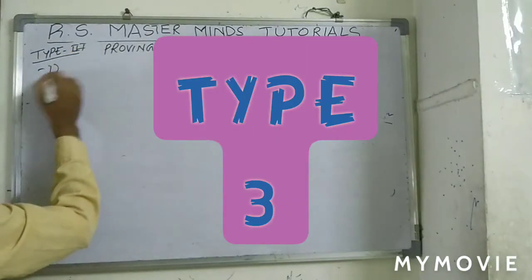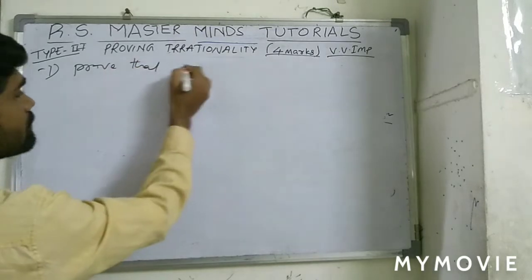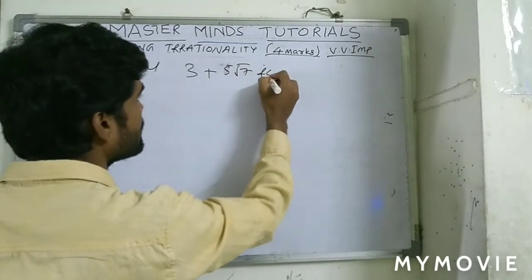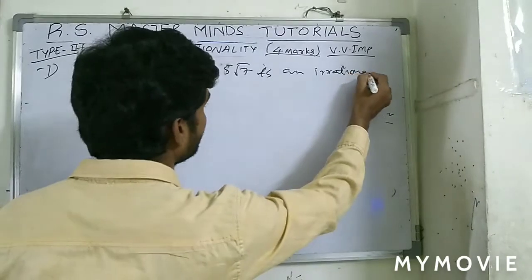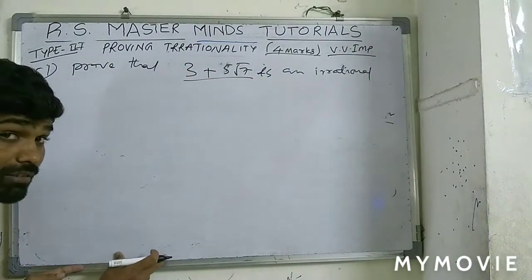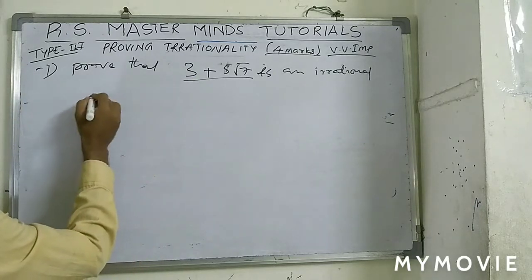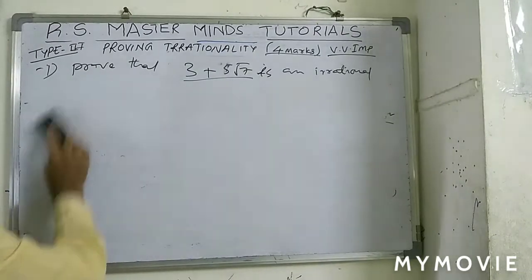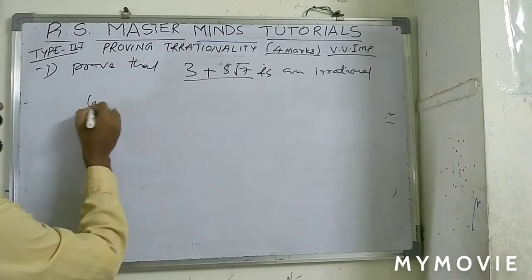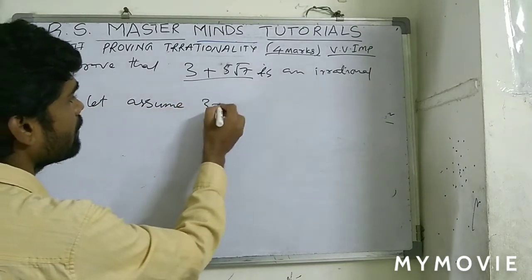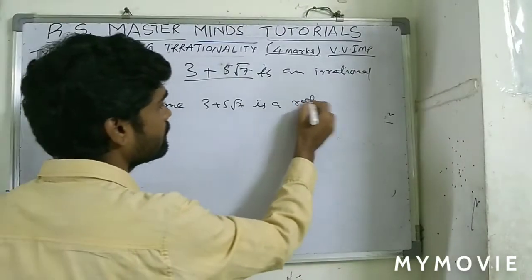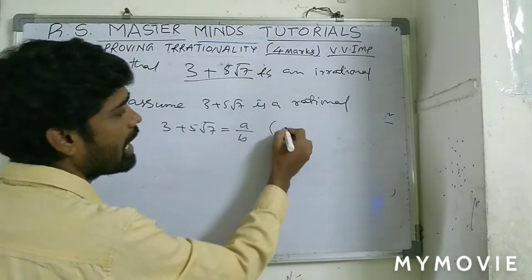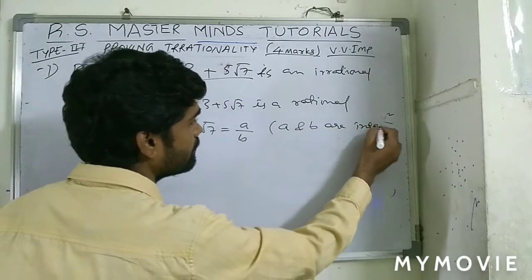So for type 3, one example: prove that 3 plus 5 under root 7 is irrational. So up to here we got a small step, right? The same thing, the contradiction method. Here actually that method is not required, so we will do the simple method. Let us assume 3 plus 5 under root 7 is rational. When it is rational, 3 plus 5 under root of 7 is equal to a by b, where a and b are integers.